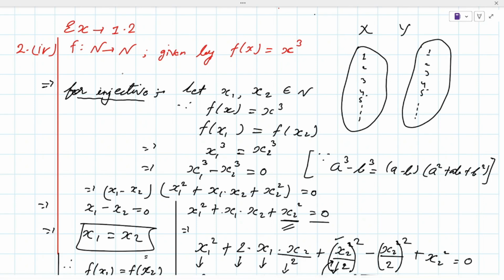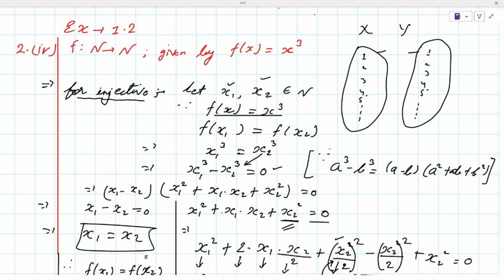So here we have to prove injective. We will take two elements x1 and x2 which belong to N, to these two sets. The function is given, that is f(x) equal to x cube, right? Now we let f(x1) equal to f(x2). So here it will be x1 cube is equal to x2 cube, right? This one we can write as x1 cube minus x2 cube equal to 0. The x2 cube which is on the right I have taken to the left.